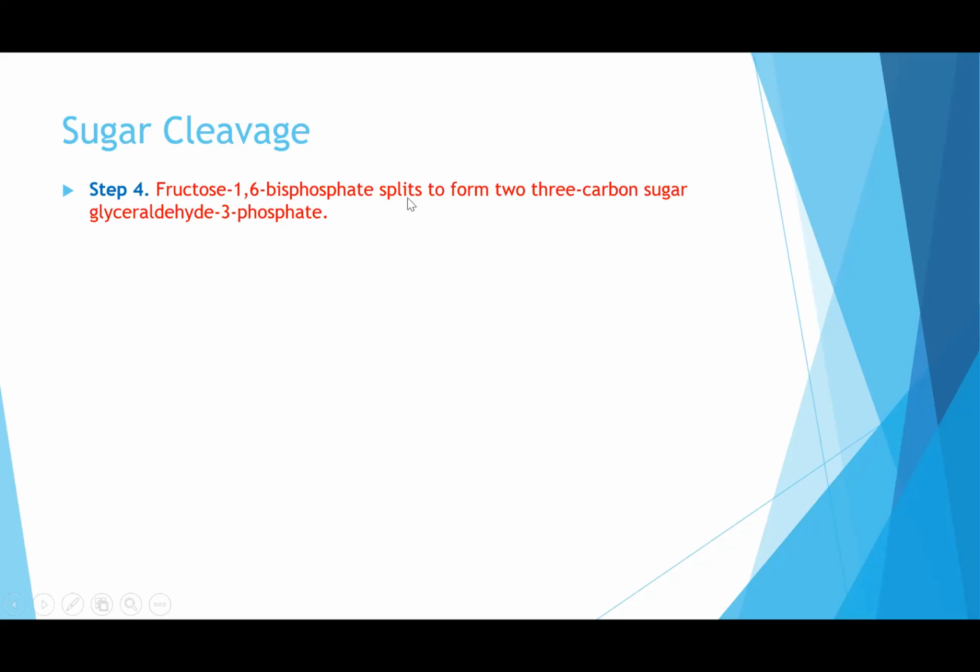The statement says fructose 1,6 bisphosphate splits to form two 3-carbon sugars, glyceraldehyde 3-phosphate. Now, which functional group does it contain? Aldehyde. Glyceraldehyde means it is like an aldehyde, so this sugar contains the aldehyde group. Keep that in mind. Any question? No, sir. Okay, then let's see the next one.